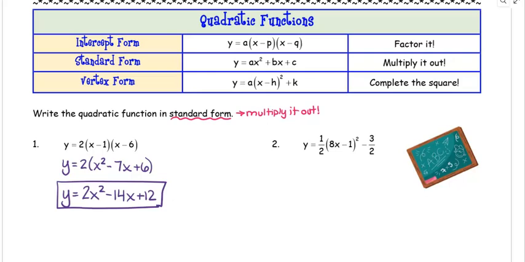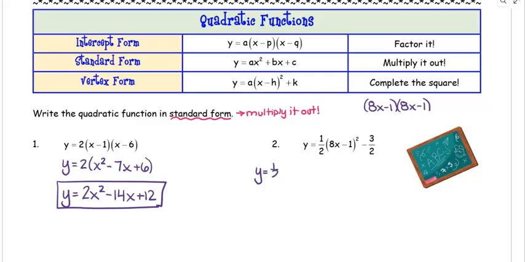Now one thing I want you to think about: 8x minus 1, all of it squared. Do I square the 8x and square the 1 and say, woohoo, I'm done? Hopefully you're saying no. 8x minus 1, all of it squared, really means 8x minus 1 times 8x minus 1. So we've got to FOIL it out just like we did with that first one. Let's go ahead and do that.